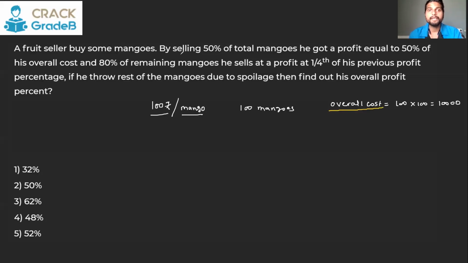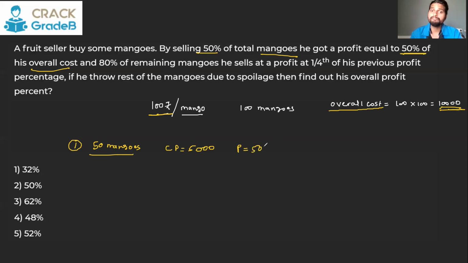Now what he does is, he sells 50% of the total mangoes at the profit equal to 50% of his overall cost. So if overall cost is 10,000, for the first lot of mangoes, he sells 50% of the total mangoes, that is 50 mangoes. So for these 50 mangoes, the cost price is going to be 5,000, 50 into 100. And the profit he makes is 50% of the overall cost. 50% of this overall cost, 10,000, so he makes a profit of 5,000.